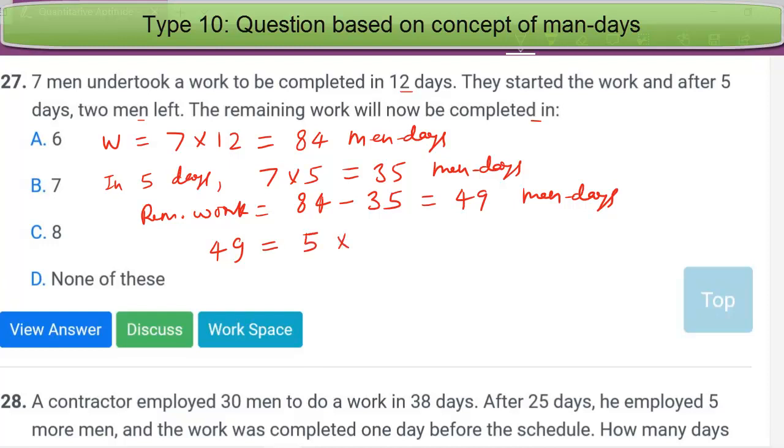So you will get D is equal to 49 by 5. Okay, so 49 by 5, this is the number of days required. The remaining work will be completed in this many days. So here none of the options is correct, so option D is correct. The answer is 49 by 5 days.